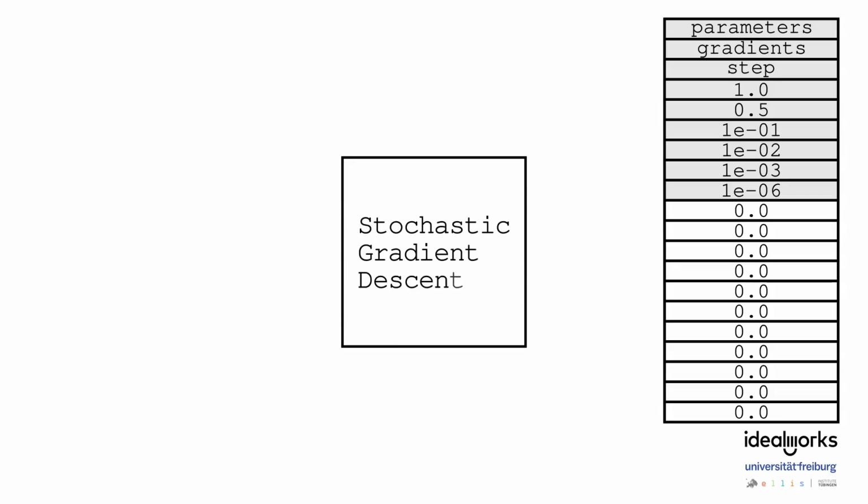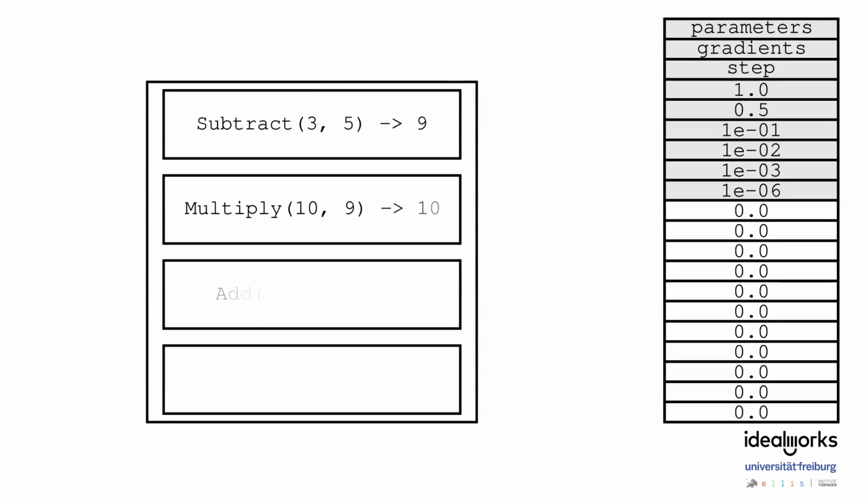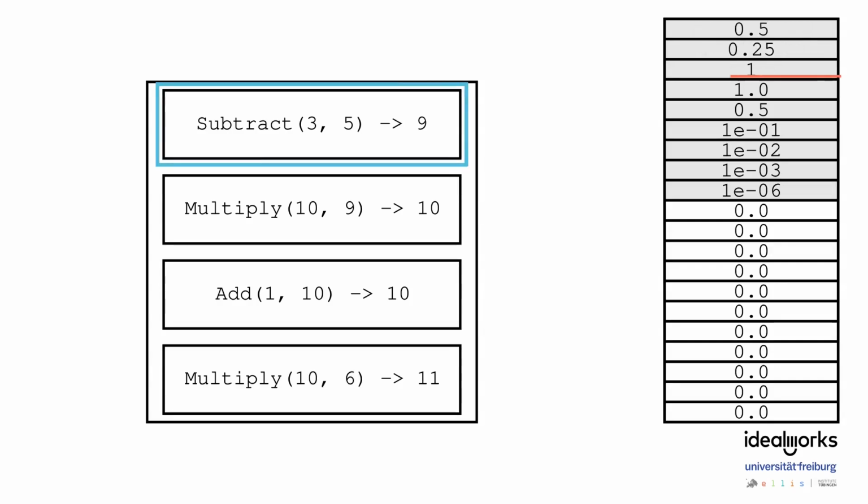Let's see it in action. In this example, our network has one parameter with a value of 0.5. And for simplicity, the gradient is always 0.25. First, we subtract the value in memory location 5 from memory location 3 and store the result in memory location 9. This represents the momentum hyperparameter.